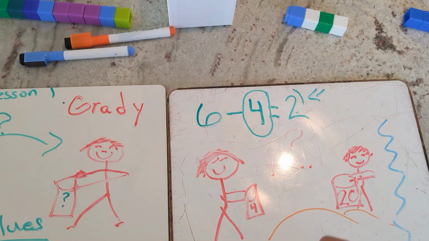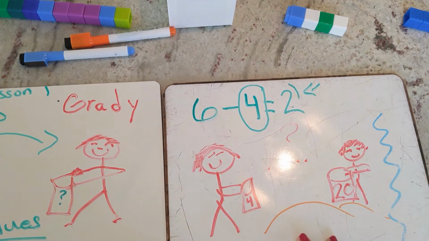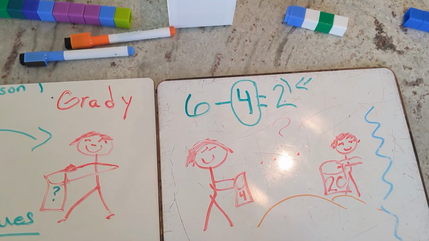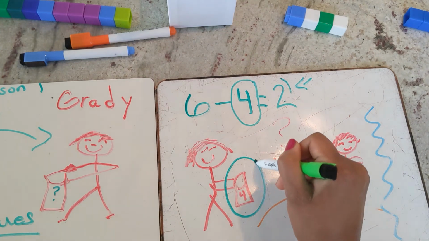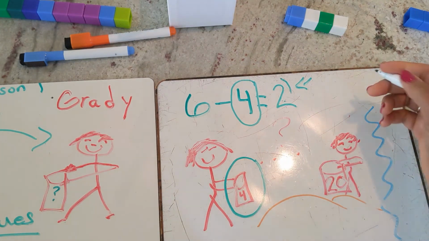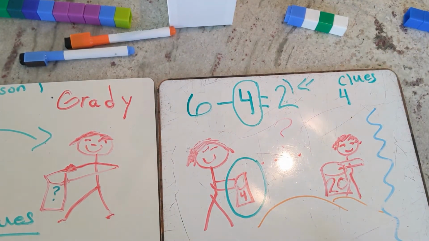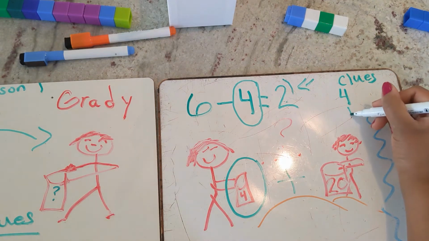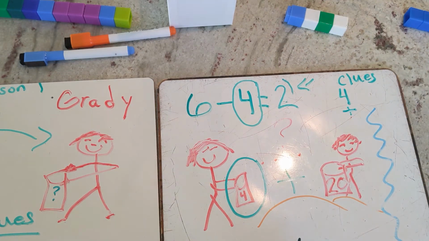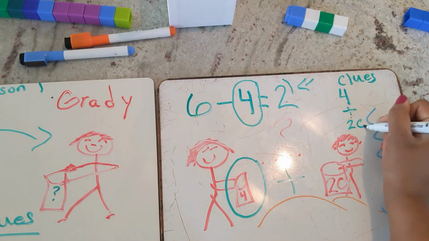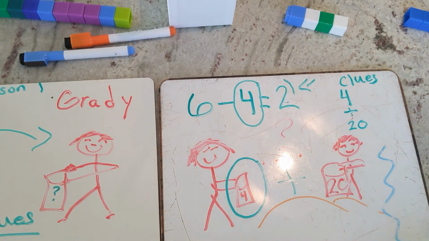So I'm going to stop. You can stop the video now, or you can continue to listen for clues. Okay. What are the clues? We know that Grady started out with 4 seashells. We know that he found some more seashells on the beach. And we know, so we're dealing with addition. And we know that he ended up with 20 seashells.